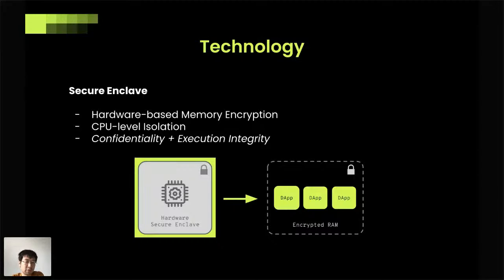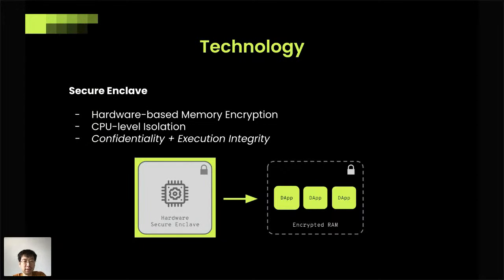The first is confidentiality. This means your data will not be leaked in memory because it's encrypted, and the data can only be decrypted by the CPU itself during the execution. After the execution, it will be encrypted again and written back to the memory. So this promises the confidentiality of your data and your program state.